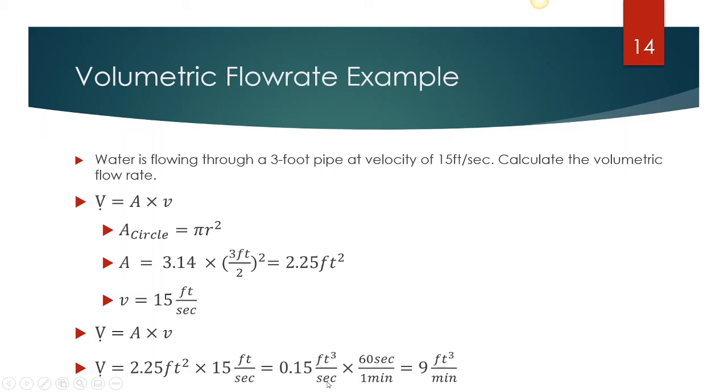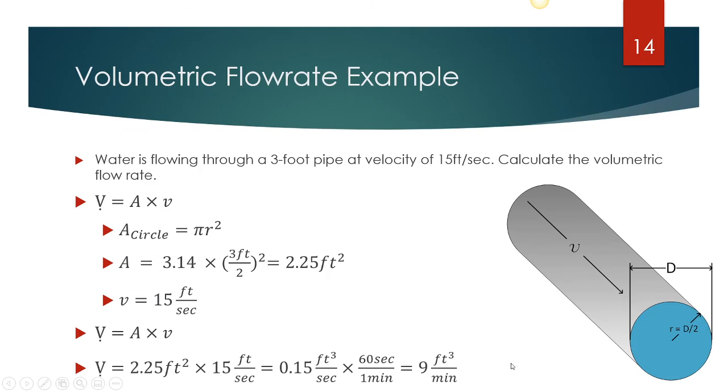But we want to convert that to minutes because we want to know the volumetric flow rate in something that is more standard. So I'm going to take that 0.15 feet per second and multiply it times 60 seconds per minute. And you can see that the seconds on the denominator here and the seconds on the numerator will cancel out, and we're going to wind up with cubic feet per minute. So we wind up with 9 cubic feet per minute in this example.